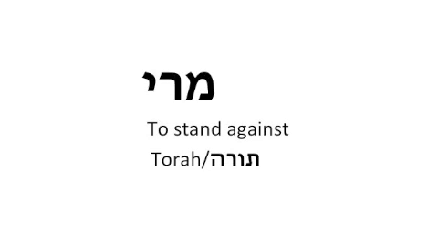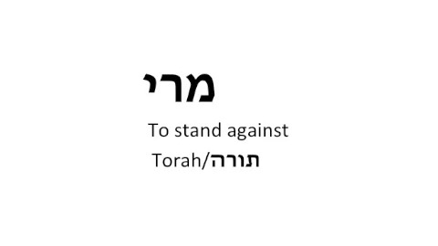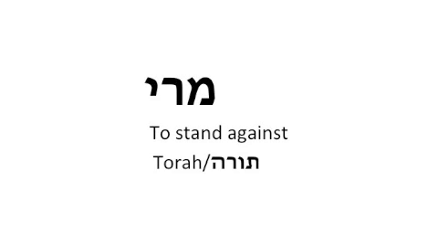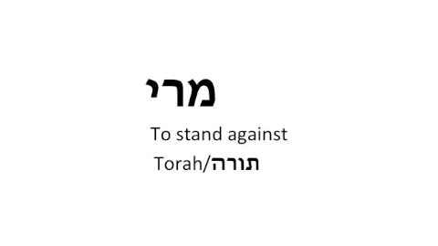The Hebrew word for rebellion is meri. It's a mem, resh, yod. It means, literally, to stand against Torah. That's what rebellion means from the scriptures. To stand against Torah, meri.